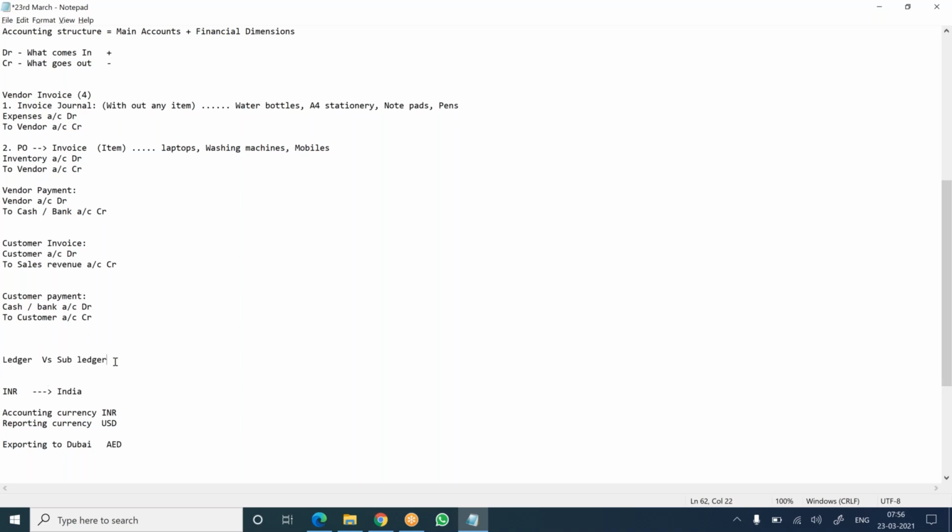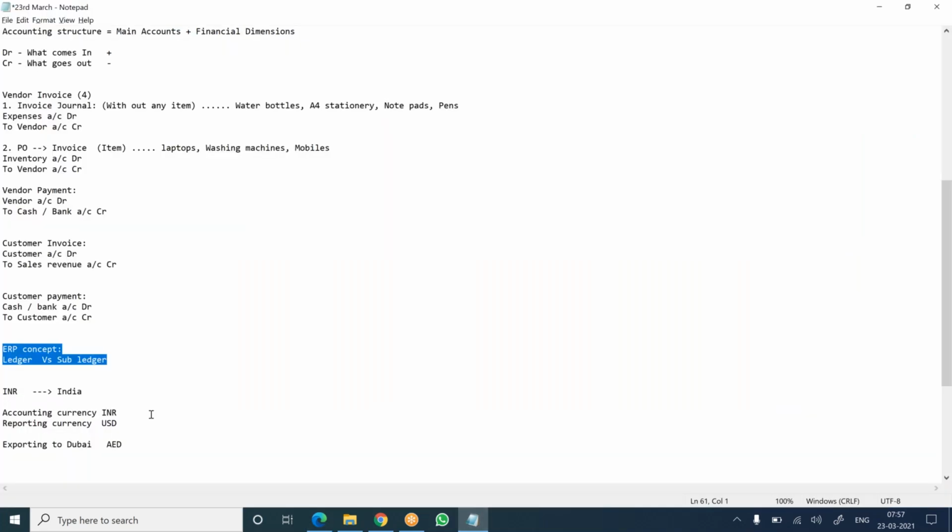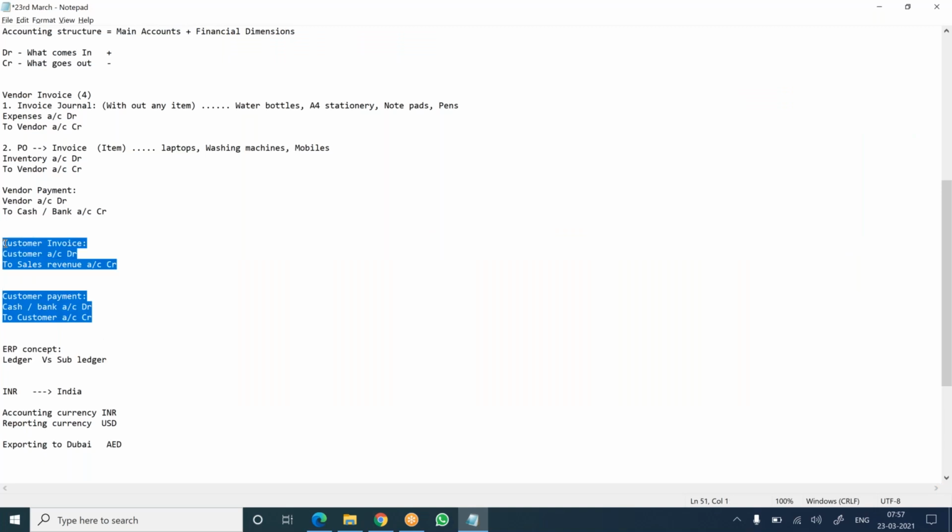I need to explain one of the concepts. This is an ERP concept, not only Dynamics AX or Dynamics F&O. You will find this in many ERPs: SAP, Oracle Apps, Tally, Wings, Focus. This is one concept, ledger and subledger. I will discuss it later. In one shot you cannot learn everything; it is complex. Slowly you are going to learn vendor invoice, vendor payment, customer invoice, customer payment. Tomorrow I will discuss customer invoice and customer payments.